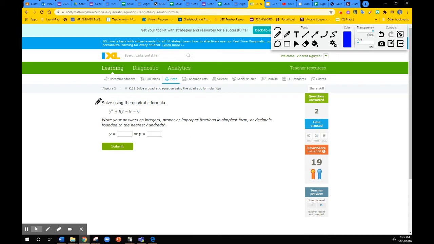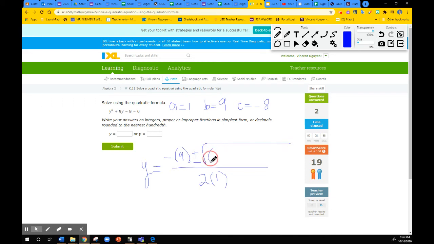So let's do this. My a is 1, because the coefficient in front of y squared is 1. So y will equal, my b is 9, okay? And my c, be careful, it is -8. So I'm going to substitute things in here. 2a, so 2 times 1. -b, so -9, because b is 9, plus or minus the square root of b squared, which is 9 squared, minus 4 times a, which is 1, times c, which is -8.